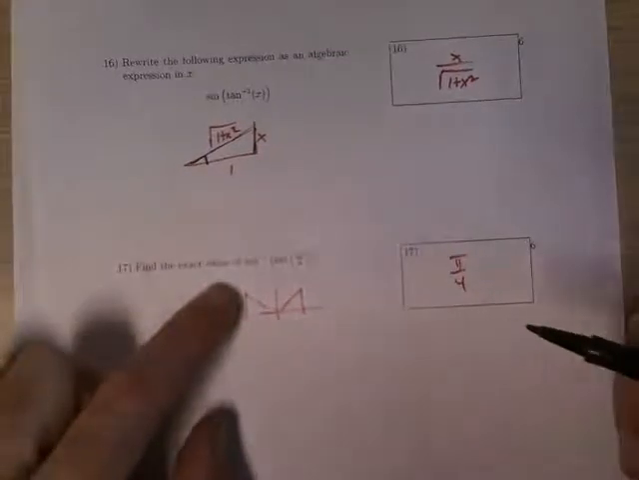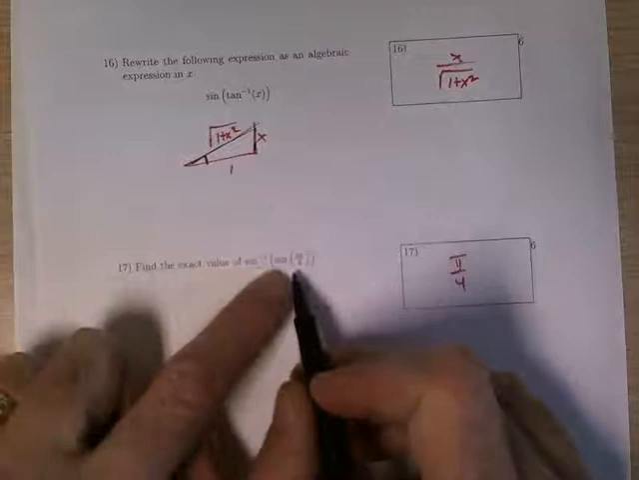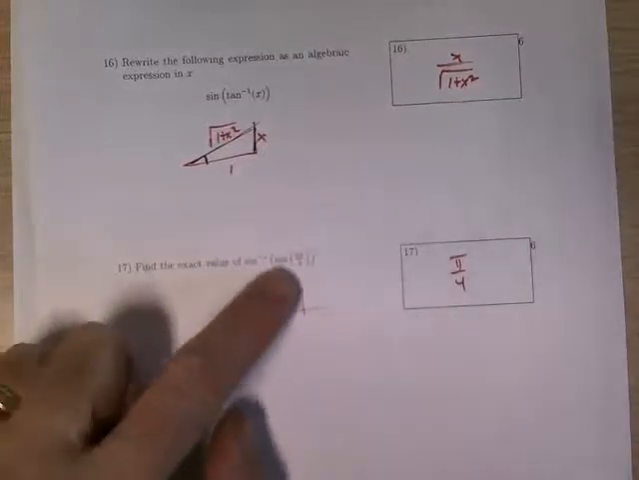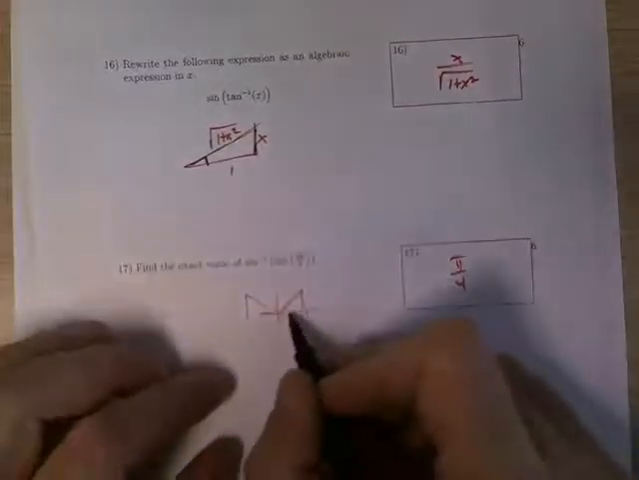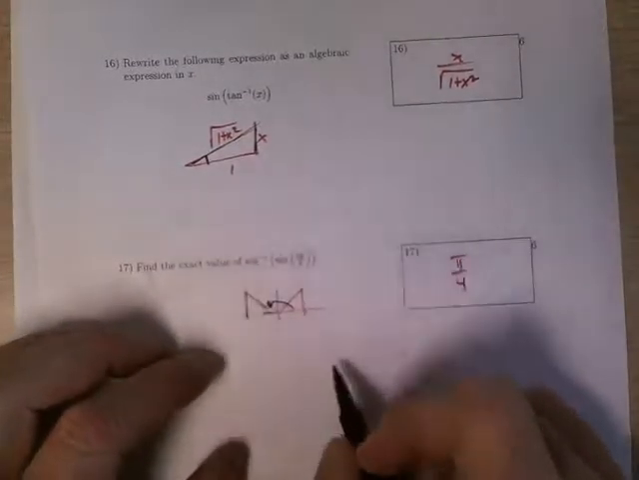This one is backwards from that one, in that you're doing the sine on the inside and then the arcsine on the outside. Sine of 3 pi over 4 gets you clear over here into the second quadrant, and the sine would be 1 over square root of 2.